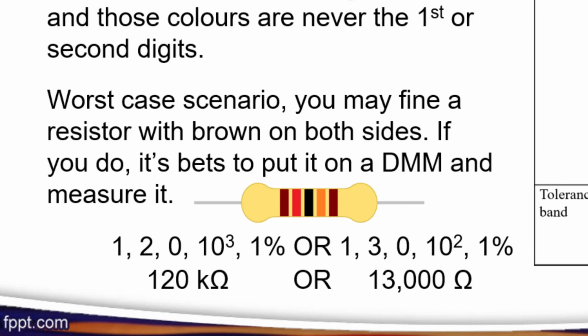There are 2 ways to look at that. You could read it like this. So that's going to be 120 times 10 to the 3. Or, if this is the first digit, it's going to be 1, and then I'm going to have a 3, and then I'm going to have a 0, and then my multiplier is going to be 2, and then my tolerance is going to be 1. So how do you know? Just measure it.